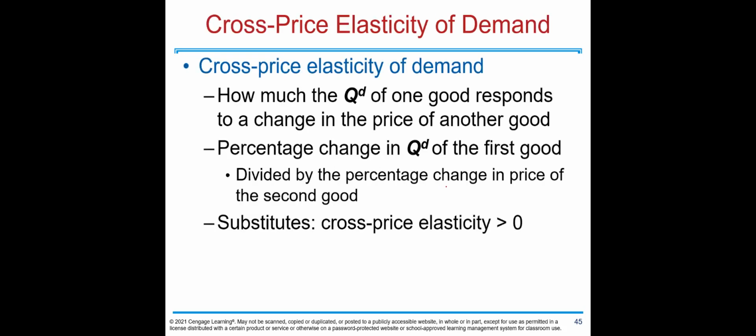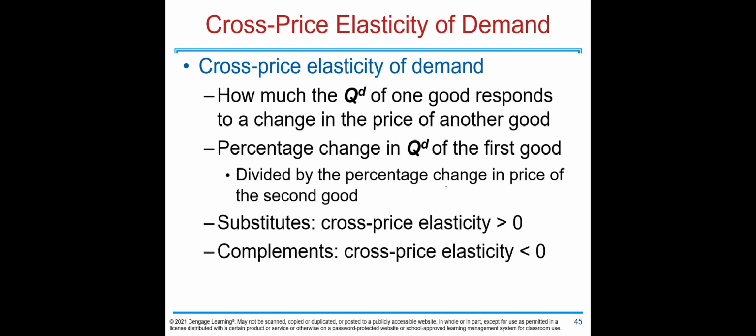The next elasticity we talk about is cross price elasticity of demand. Cross price elasticity of demand measures how much the quantity demanded of one good responds to a change in the price of another good. So how do we find it? Percentage change in quantity of one good divided by percentage change in the price of the second good. If cross price elasticity is positive, the goods are substitutes. If cross price elasticity is negative, the goods are complements.